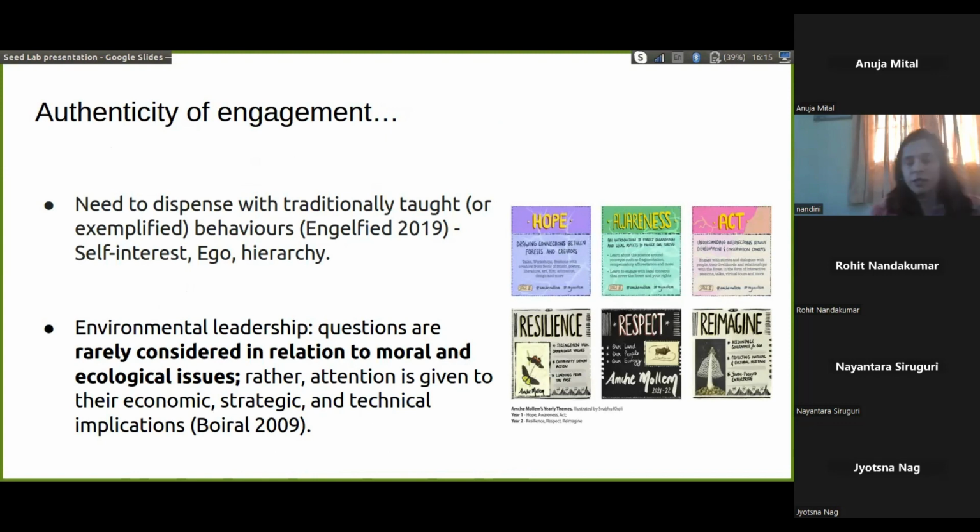The other challenge which also exists for all of us is several personal developmental challenges. So especially in research and conservation, and I've talked about this in an SCCS talk before, Engelfield in his paper talks about the urgent need to dispense with traditionally thought behaviors, especially with respect to self-interest, ego, and hierarchy that exists in our field. So that is one personal and developmental challenge that we need to think about.